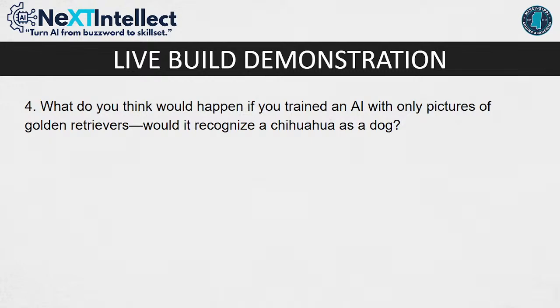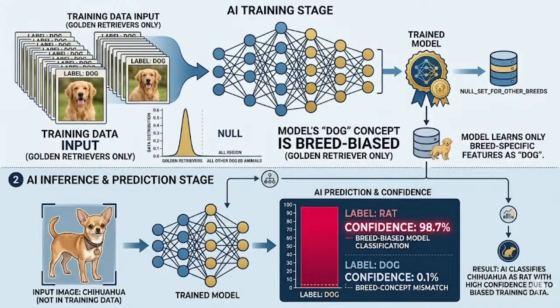So, what do you think would happen if you trained an AI with only pictures of golden retrievers? In its training for dogs, that's the only thing put into it: pictures of golden retrievers. Would it be able to recognize different breeds, especially ones of different size and shape, such as a Chihuahua? Would it recognize it as a dog? I got it to generate this image to help us have visual context of what if the training data input was just a bunch of pictures labeled dog, but notice they're pictures of a golden retriever. Okay, so it has high recognition of golden retrievers being a dog. That's all its training is showing.